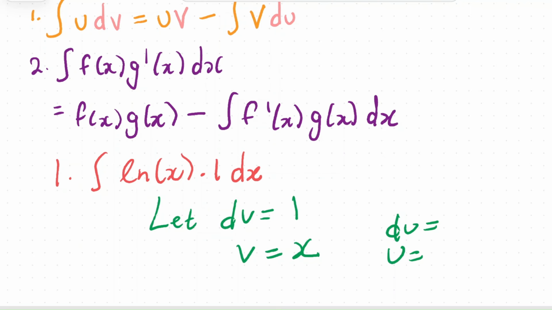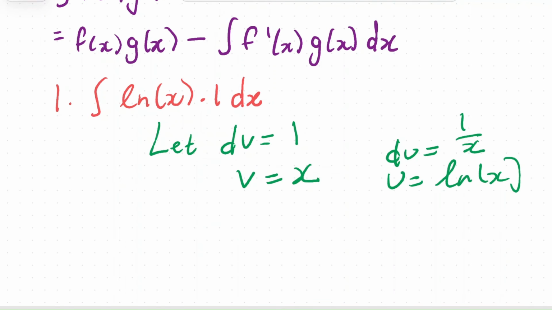And then we have u and du. When we go from u to du, we're going to differentiate. And so since we've defined dv to be 1, then we'll define u to be ln of x. And so since we're going from u to du, now we need to differentiate ln of x. And we know when we differentiate ln of x, we're going to get 1 over x. That's perfect. We're halfway through now.